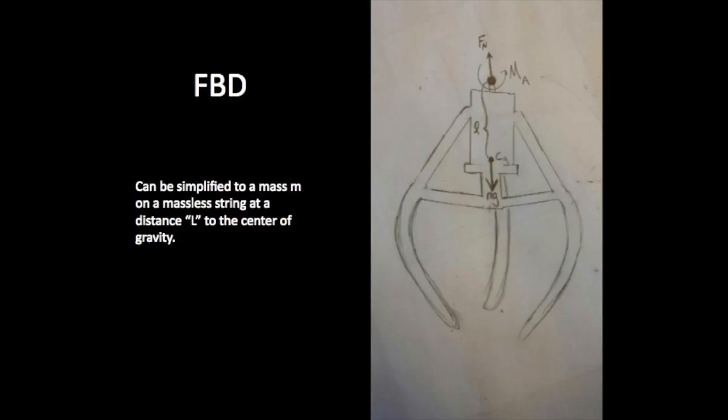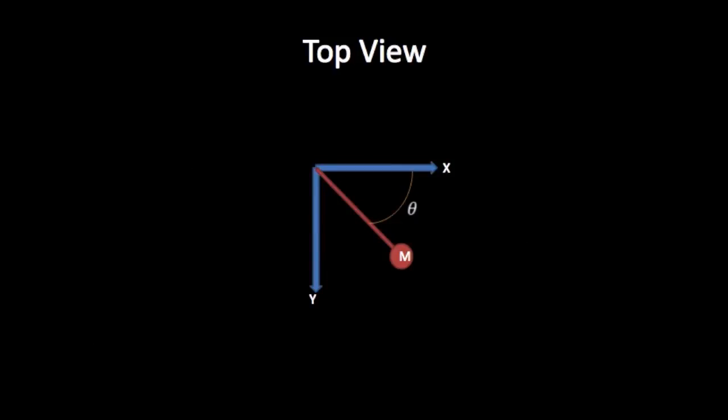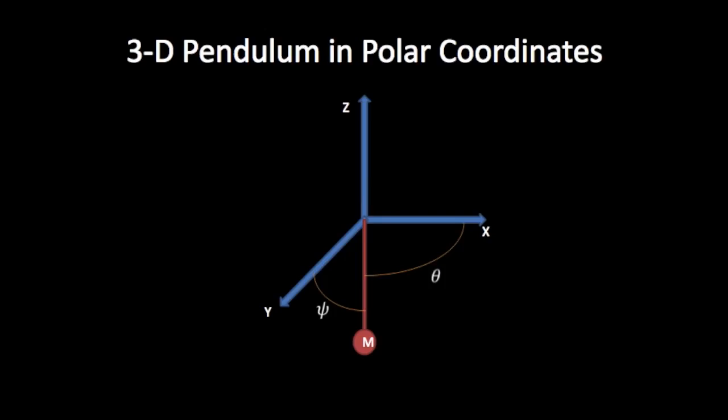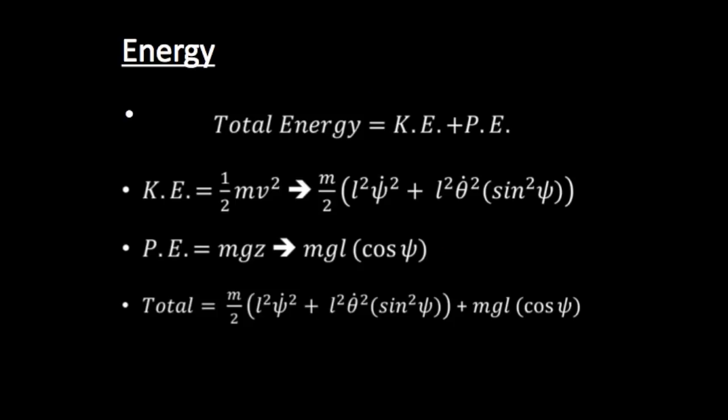In order to describe the position of the claw, a polar axis coordinate system can be adapted. To describe a 3D pendulum using polar coordinates, we can use two variables. Theta is a positive angle from the x-axis in the direction of the y-axis, and psi is defined positively from the mass to the xy plane, or negatively from the xy plane to the mass. Our total energy is the sum of the current kinetic and potential energy. This can be defined in our polar coordinates as shown.